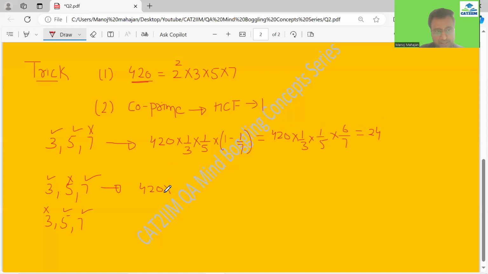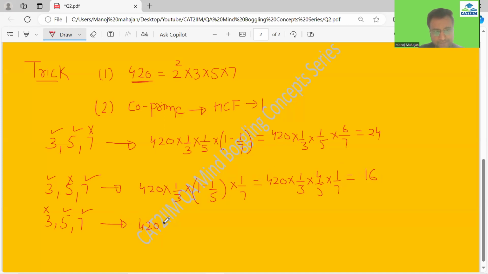So 420, I don't want with 5, but I want with 3. So 1/3, and not wanting with 5, so 1 minus 1 by 5, and again, I want with 7, so 1 by 7. So finally, what I can write is 420 into 1 by 3 into 4 by 5 into 1 by 7. This is going to be 16. Let's come to the last case out here.